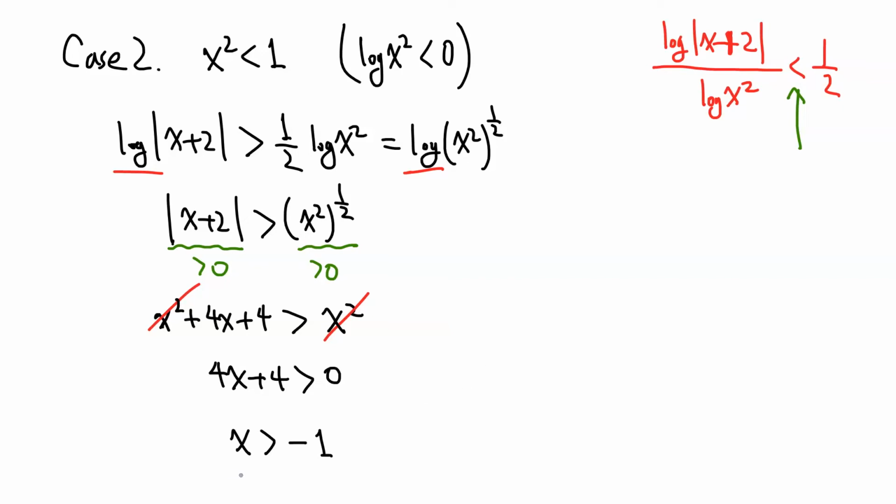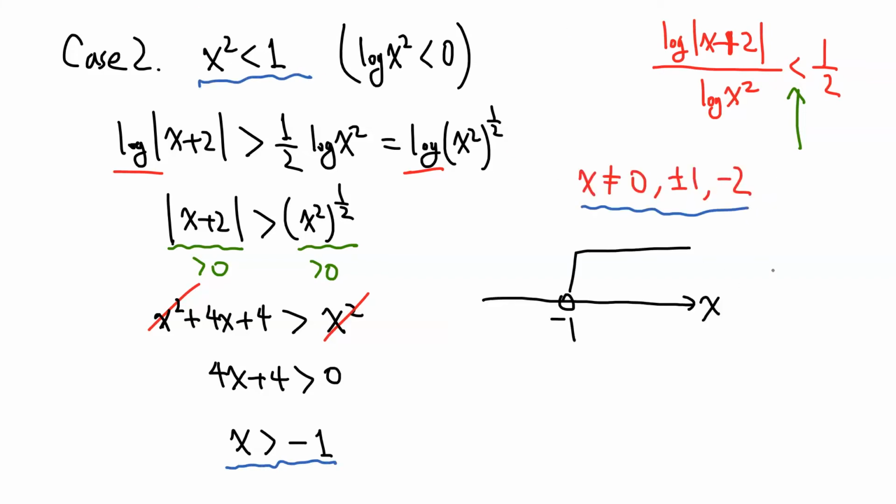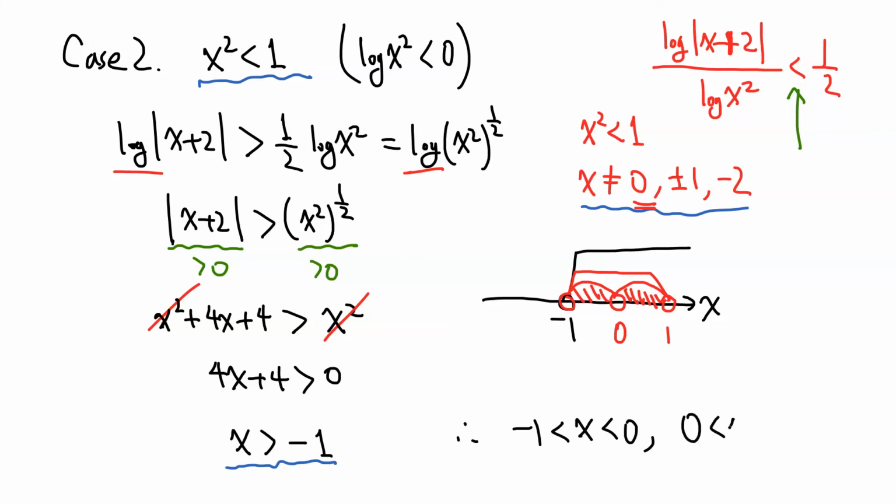So now we have to find the common range between this and our base and argument condition. So we have x greater than minus 1 right here. And since x squared must be less than 1, x must also lie in between minus 1 and 1. And then we have to exclude 0 from our solution. So we have this range as our solution. So we have x is greater than minus 1 and less than 0, and x is greater than 0 and less than 1. And this is the solution for case 2.